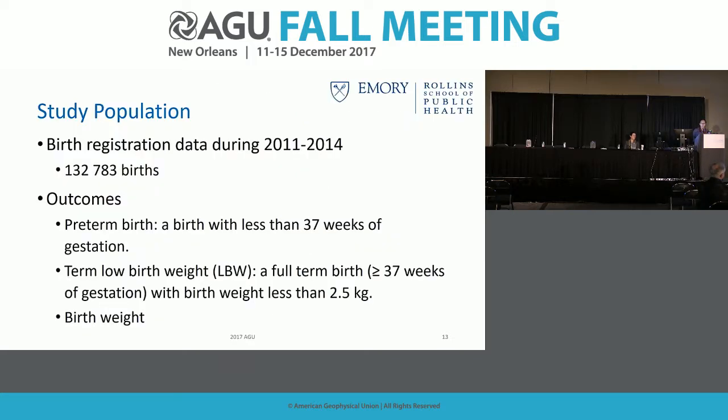And we obtained the birth registration data from Pudong area CDC, and we have 130,000 births in total. We have 3 outcomes of interest. Preterm birth is defined as a birth with less than 37 weeks of gestation, and term low birth weight is defined as a full-term birth with birth weight less than 2.5 kilogram. And we also use birth weight as a continuous variable.